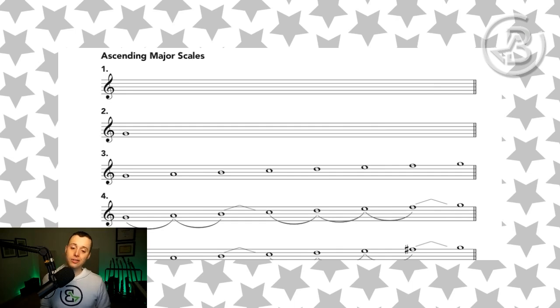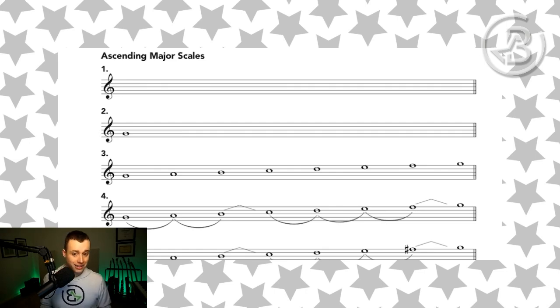In this lesson, you are going to learn how to write ascending major scales. And we're going to do this lesson in 2 parts. The first part, I'm just going to talk you through it and walk you through it. And in the second part, you are going to see me write the major scales out and talk through it to make sure you have a complete and full understanding of how to write major scales ascending.